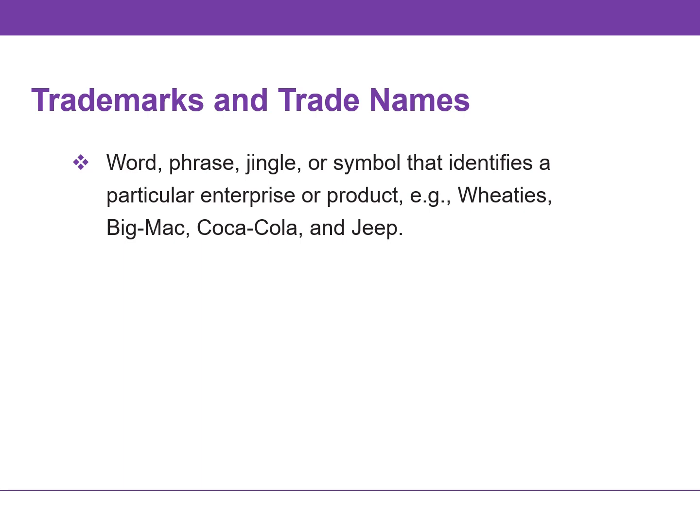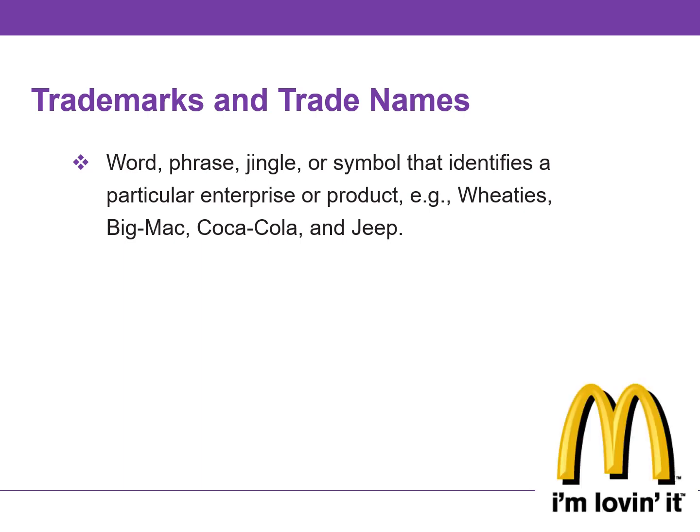A trademark or trade name is a word, phrase, jingle, or symbol that identifies a particular enterprise or product. Trade names like Wheaties, Big Mac, Coca-Cola, and Jeep create immediate product identification. If I were to show you this image, I would like to think that most of you would immediately think McDonald's. And maybe you would take it one step further and think of Quarter Pounder, possibly a Big Mac, maybe some French fries. But the point I'm trying to make is you see an image or a symbol and you can immediately identify not only the enterprise, but also the products that they sell.